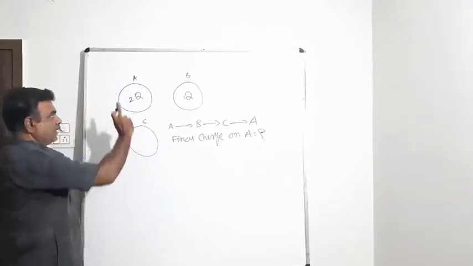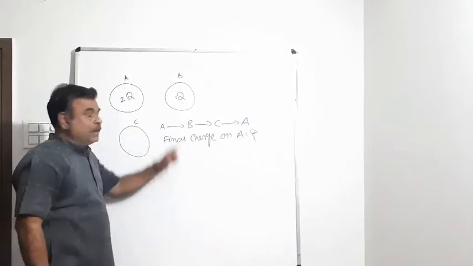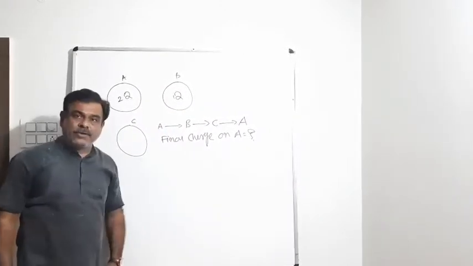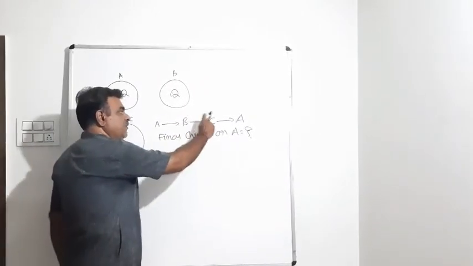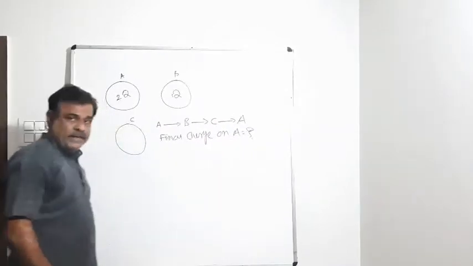Again, the sequence: all are identical. A has charge Q, B has charge Q, and C is electrically neutral. First you bring A in contact with B, B with C, and C with A. What is the final charge on A?